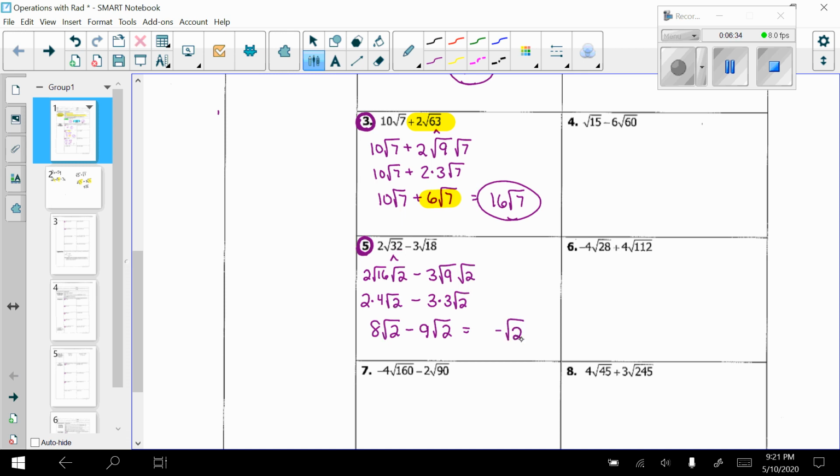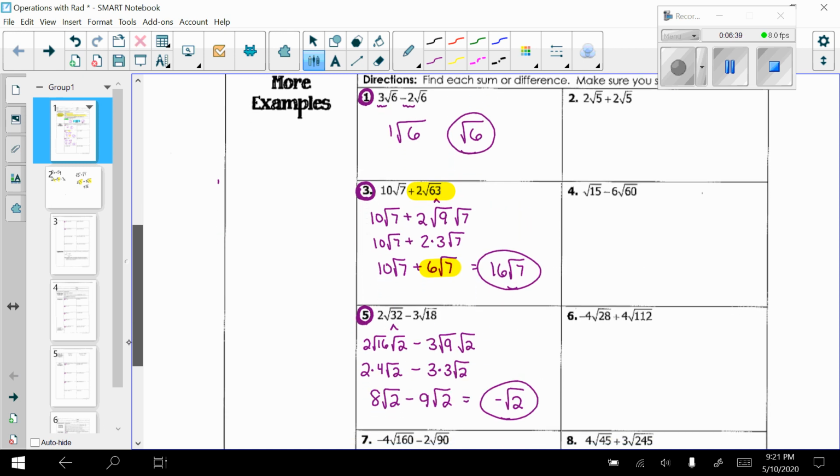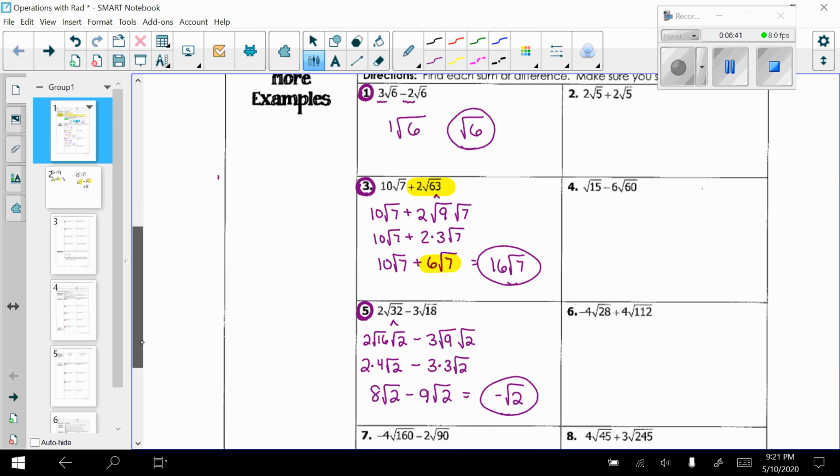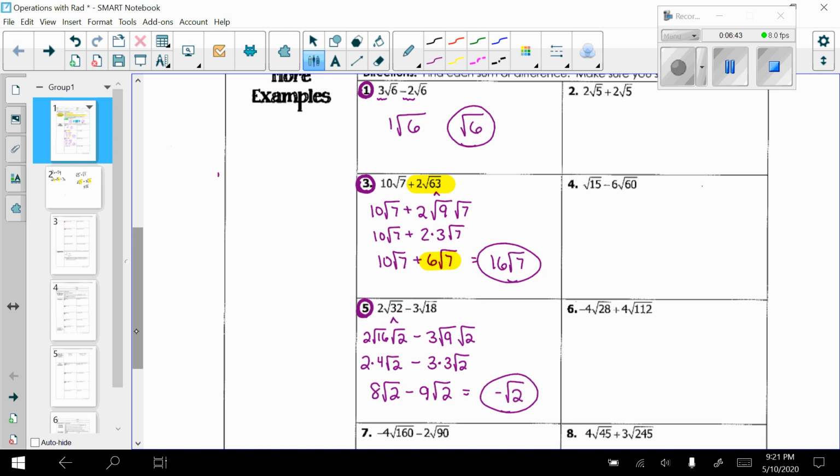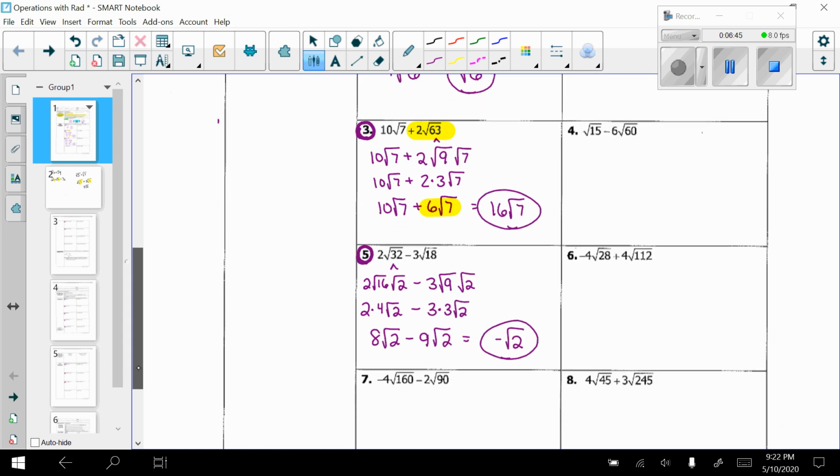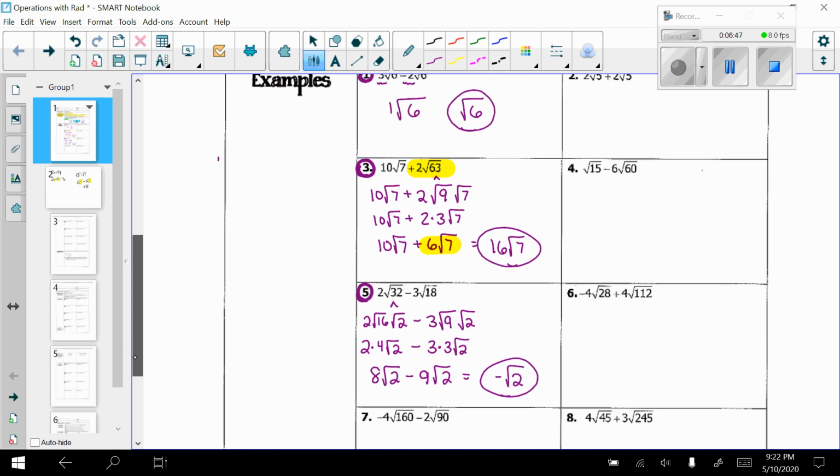So this is what you're going to do for the first 2 pages. You're using your knowledge from last week. You're simplifying the radicals so that you can add and subtract.